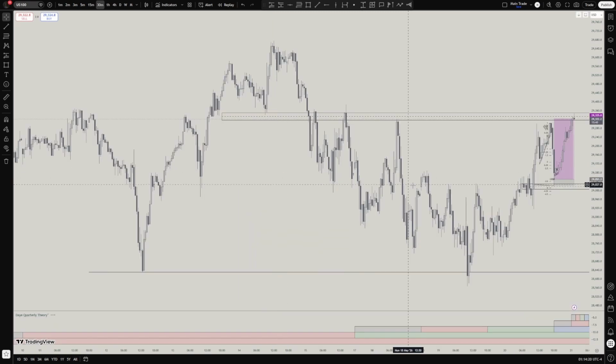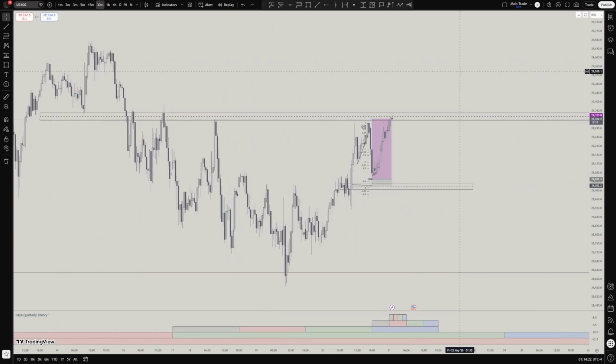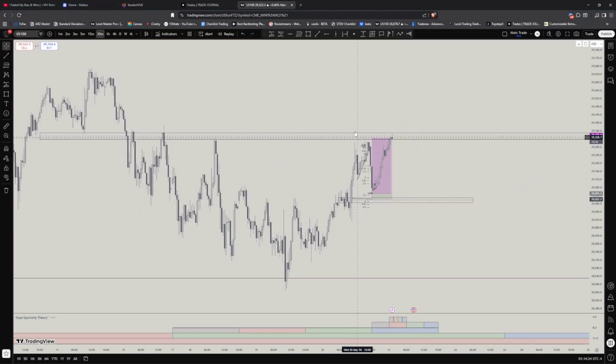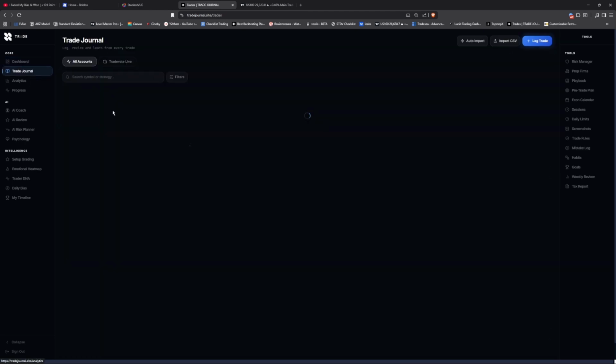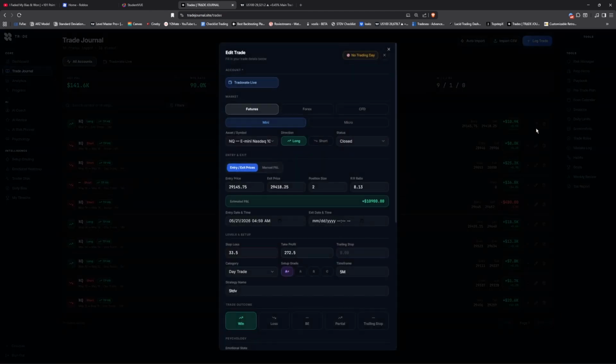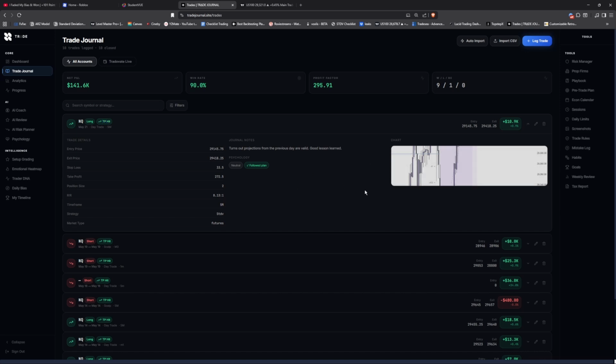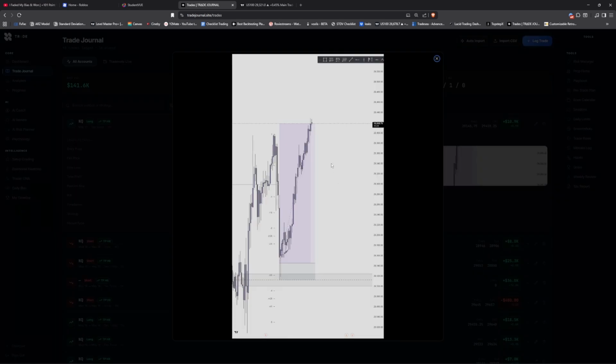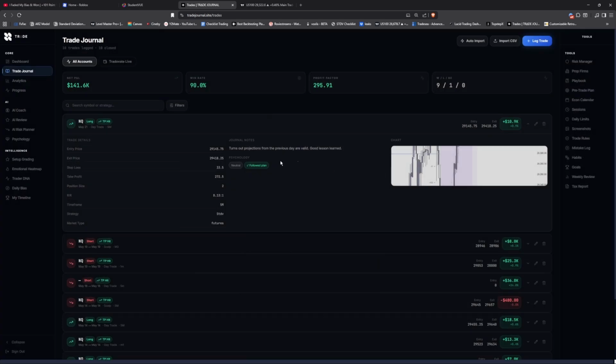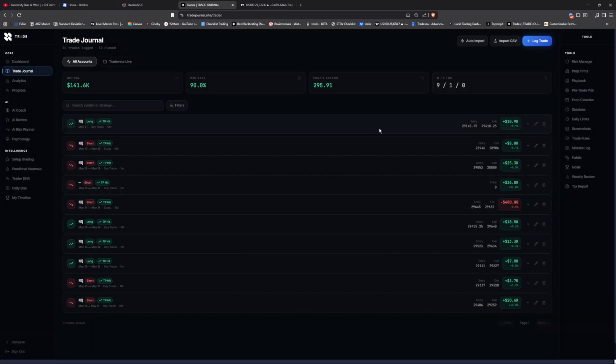And let's go onto the trade website. Let's go onto my trade journal, and as you can see, I made about $10,900 on this trade. This is the execution right here, and yes, that is pretty much it.